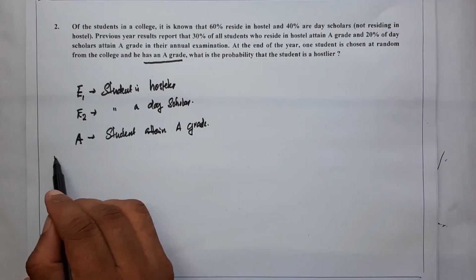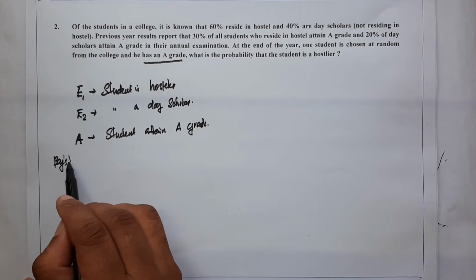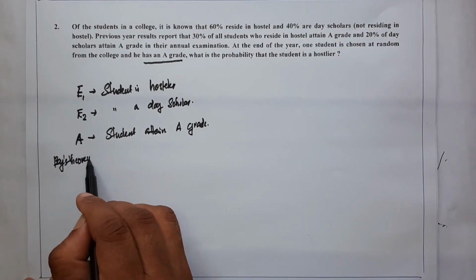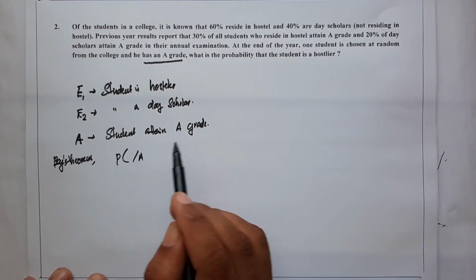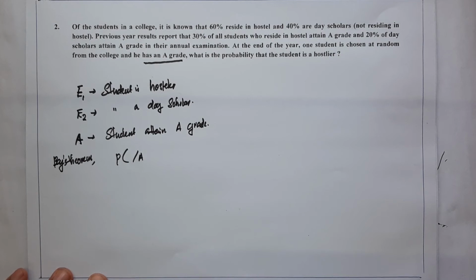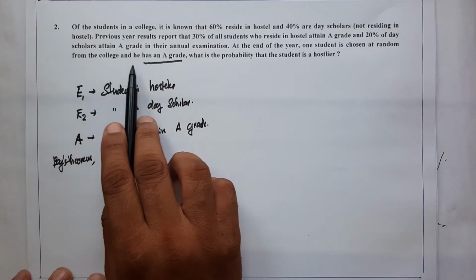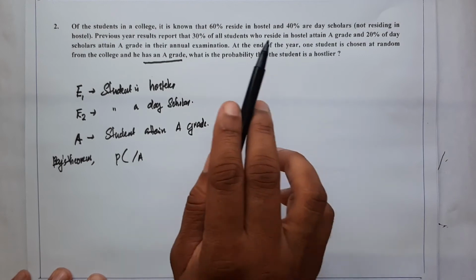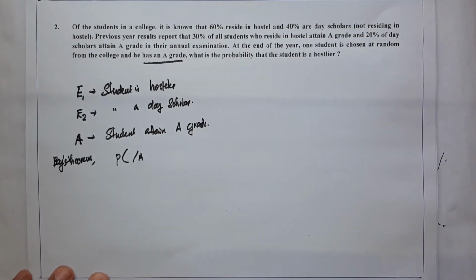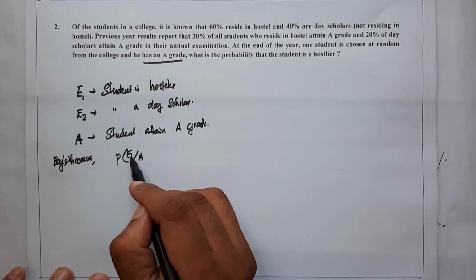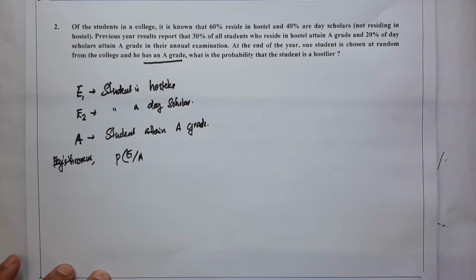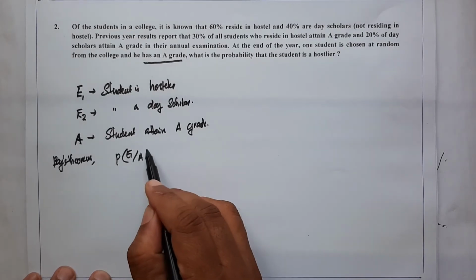Now, using Bayes theorem. But A already സംഭവിച്ചു കഴിഞ്ഞു. A grade already കിട്ടിക്കഴിഞ്ഞു. അത് ഏതിനാവുന്നതിൻ്റെ പ്രോബിലിറ്റി കണ്ടുപിടിക്കേണ്ടത്? What is the probability that the student is a hostler? Hostler കൊണ്ട് represent ചെയ്യുന്നത് എന്തുവാ? That is E1. That is we find P of E1 given A. That is already അയാൾക്ക് A grade കിട്ടിക്കഴിഞ്ഞു. അത് hostler ആവുന്നതിൻ്റെ പ്രോബിലിറ്റി. That is we find P of E1 given A.